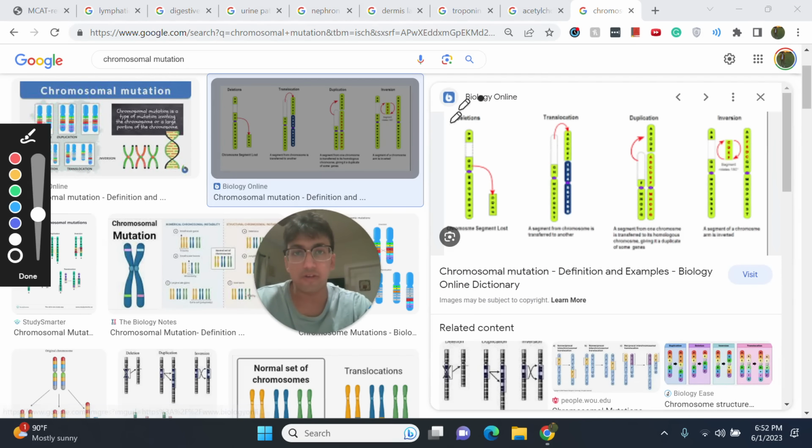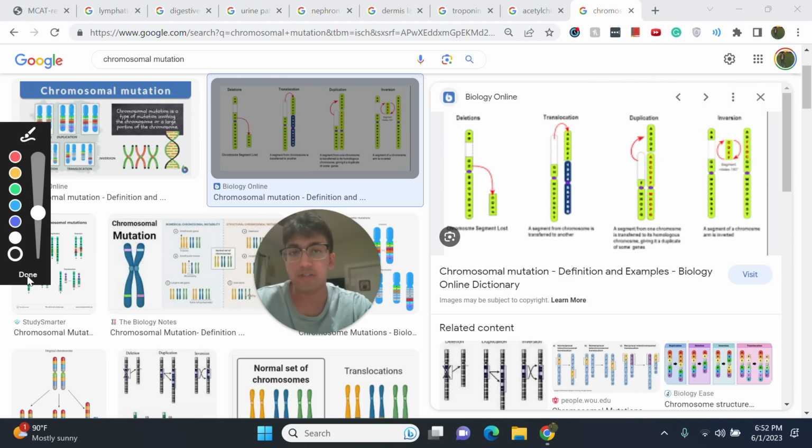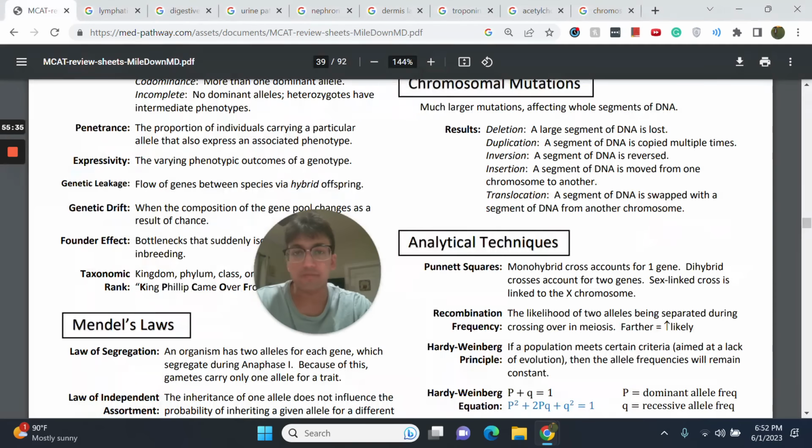This is a deletion over here. This is a translocation over here. This is a duplication over here. And this is an inversion over here. And if you understand these concepts, then it's very easy to know what's going on.